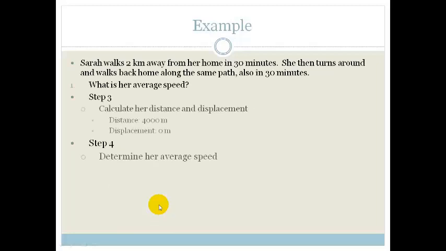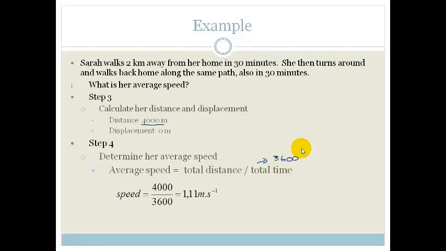Right, now let's look at what we can work out. Let's work out our average speed. We know that the average speed is total distance over total time. We've calculated a total distance to be 4,000 meters and her total time is 3,600 seconds. So speed equals 4,000 divided by 3,600, which is 1.11 meters per second. Right, so that is her average speed.